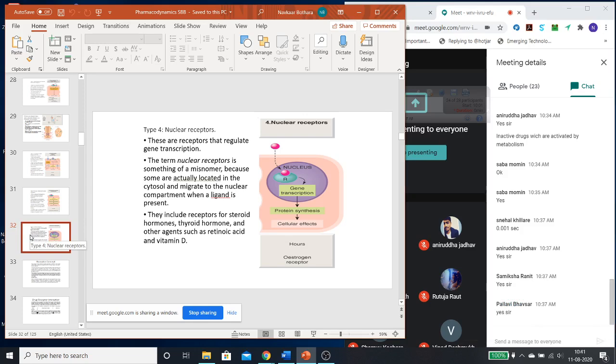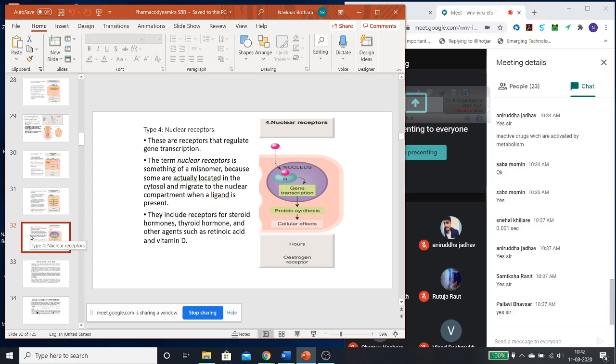These are the receptors that regulate gene transcription. You have seen glucocorticoid or steroid hormone receptors. They will get inside the nucleus. In the nucleus, they will bind with the DNA, and from that it will cause gene transcription, and accordingly a particular sequence of genes will be processed, and that will cause protein synthesis. It will cause a cellular effect. So this is how they work.